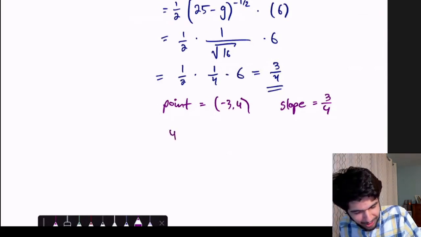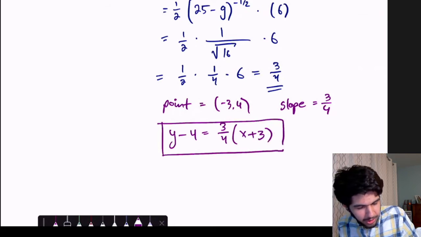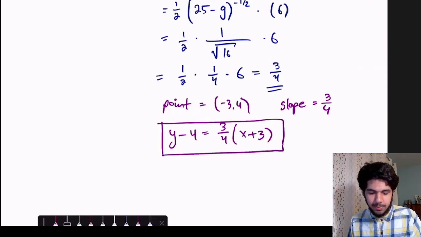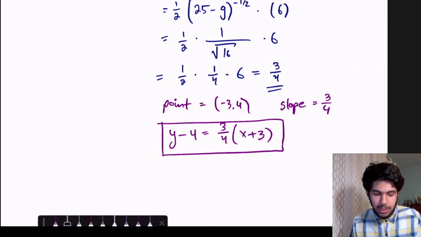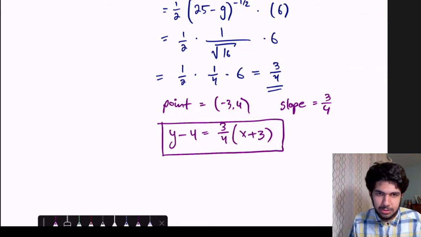So we'll do y minus 4 equals 3/4 x plus 3. So this is point slope form. Hopefully you recall how to do that. If not, the idea is that we take the y-coordinate of our point and subtract it from y, and that's equal to the slope multiplied with x minus the x-coordinate. That's what we call point slope form.